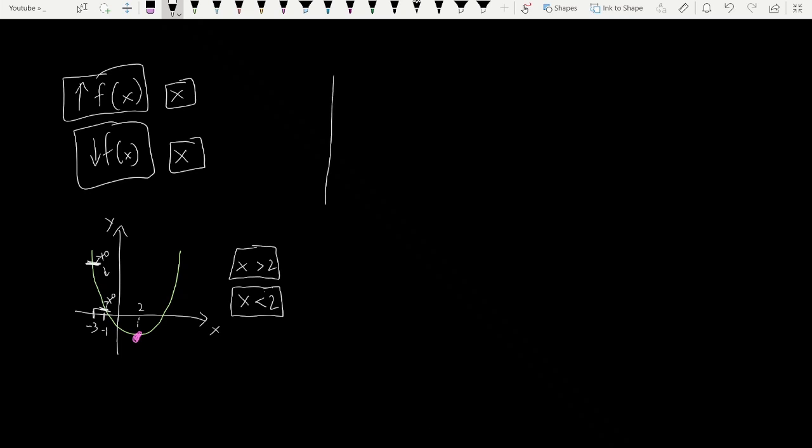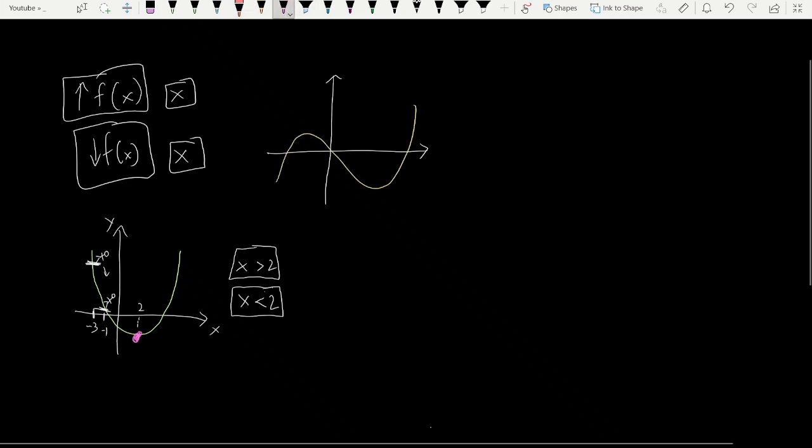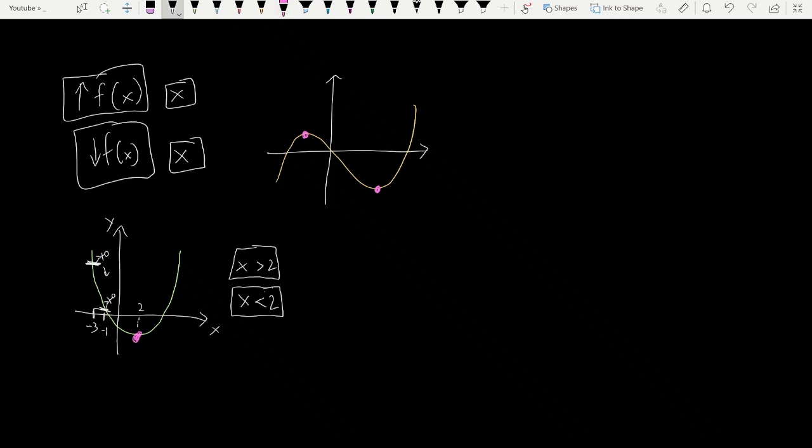And you can even do this for, let's say, a cubic function. When you have a cubic function, you may have two stationary points, one up there, one up here. And for this cubic function, if they ask you for the values of x for when the function is increasing, let's say this one is at x equals -1, and let's say this one is at x equals 5. Then basically there are two regions where the function is increasing, and they are these regions.